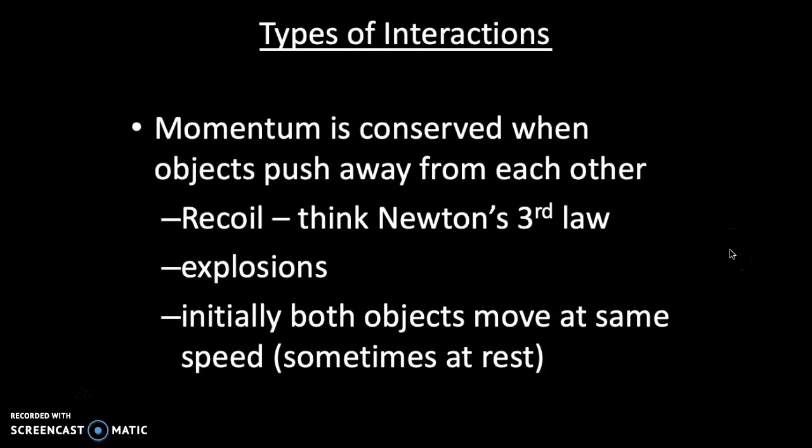So now we're going to talk about the various types of interactions that could occur when objects either collide or push away from each other. Our first scenario is recoil or an explosion. And this is when objects start together, such as a cannonball in a cannon, and then an explosion occurs and they recoil away from each other. So the cannonball goes in one direction while the cannon itself recoils backwards a little bit.